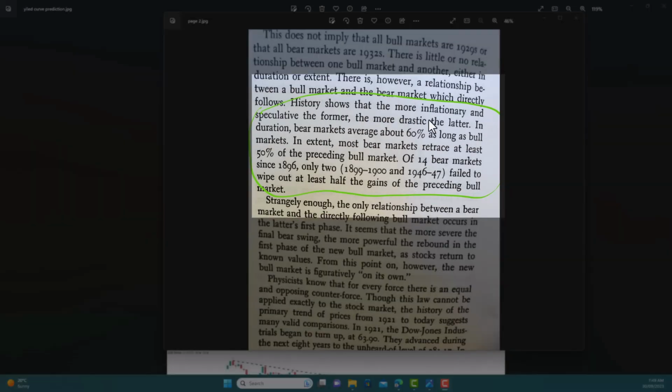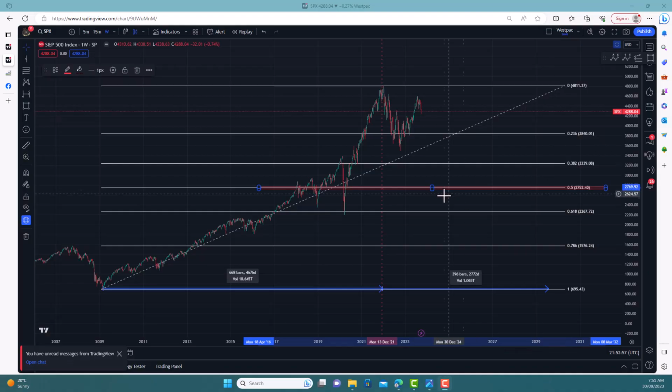Okay, history shows that the more inflationary and speculative the former, the more drastic the latter. So the more inflationary the bull run is, the more drastic the bear market is in duration. Bear markets average about 60% as long as bull markets. In extent, most bear markets retraced at least 50% of the preceding bull market. Of the 14 bear markets since 1896, only two, in 1899, failed to wipe out at least half the gains. So that's a big chunk that actually wipes out half the gains and goes for 60% as long as the bull markets.